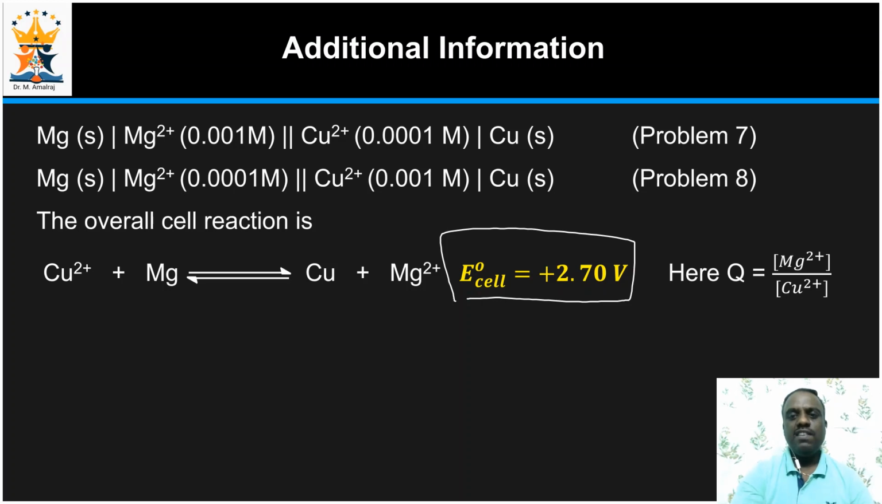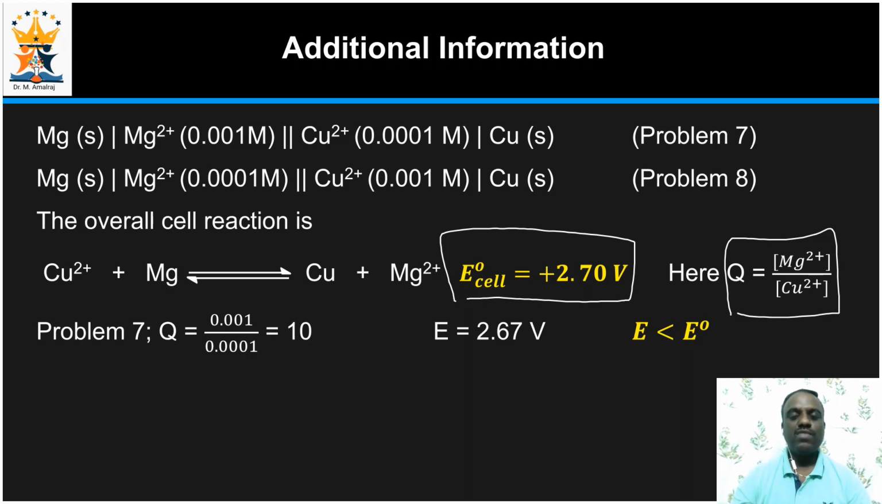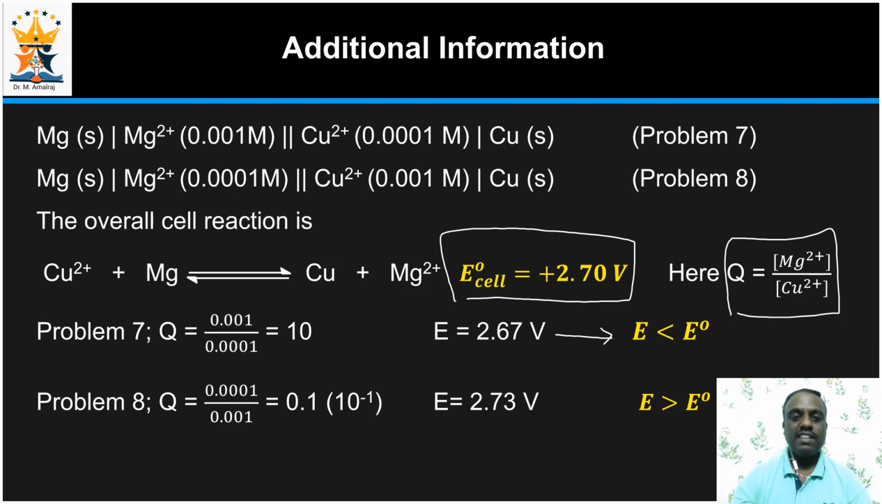And only the value of Q that decides whether E is greater than E naught or E is less than E naught. See, in problem 7, Q value is greater than 1, so E is less than E naught. In problem 8, Q is less than 1 and hence E is greater than E naught.